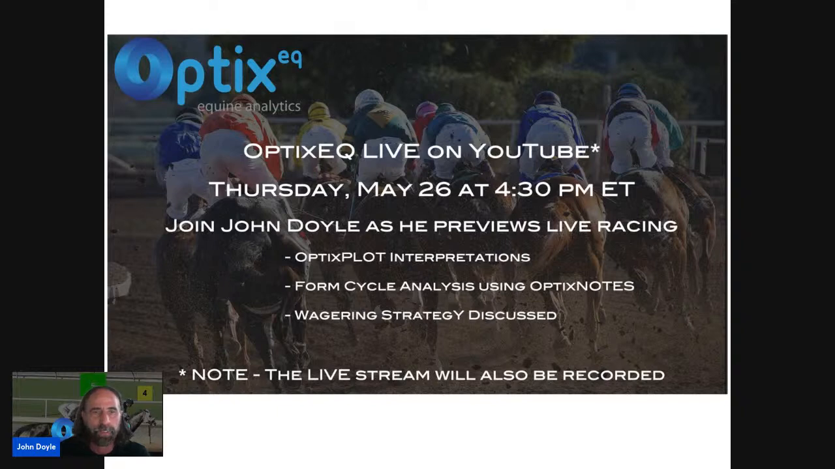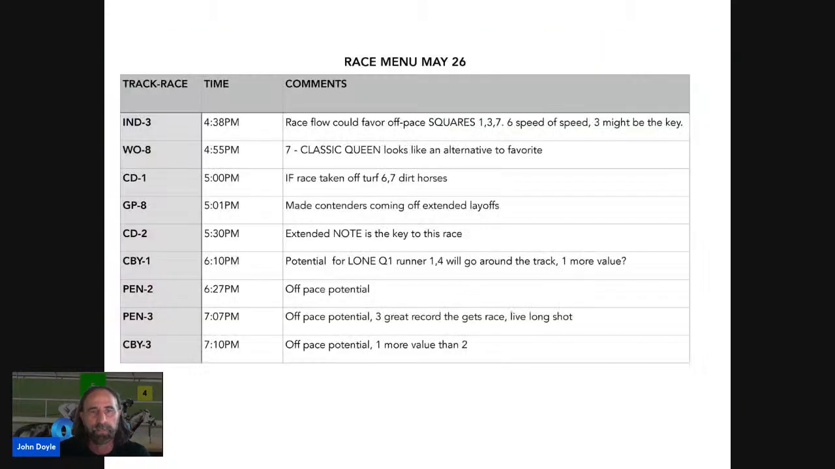The menu I want to cover in this period is going to be races Indiana Race 3 through Canterbury Race 3, so 4:38 roughly to 7:10. I'll try to stay with it, and like I said, answer any questions. If there are other races that people want to look at, we can. But these races at least had a little bit of an opportunity to look ahead of time. Didn't delve into them, but at least we're able to look at them at first glance. So I'm going to start with Indiana Race 3, which is up there at 7 minutes to post time.